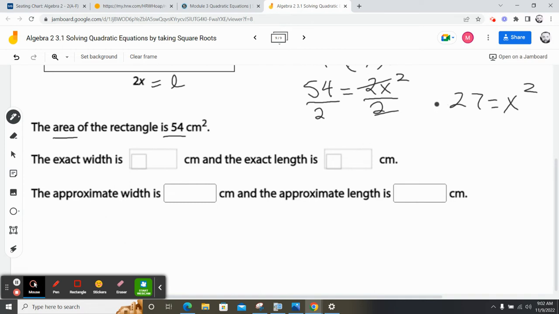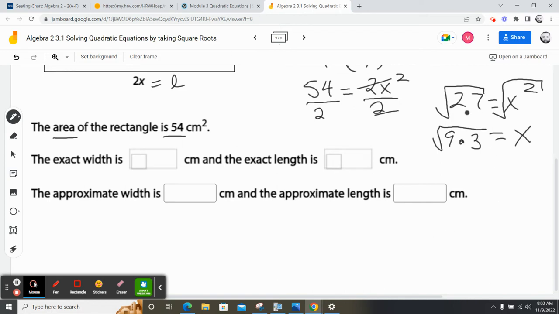Yeah, so we're going to take the square root of both sides. The square root of x squared is just x. And then you could think of the square root of 27. 9 times 3 is the same as 27.